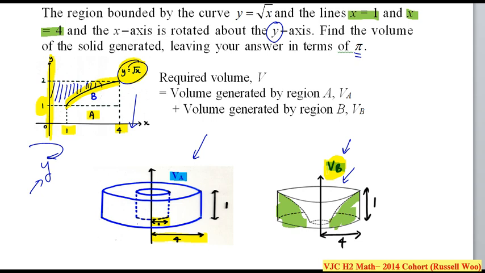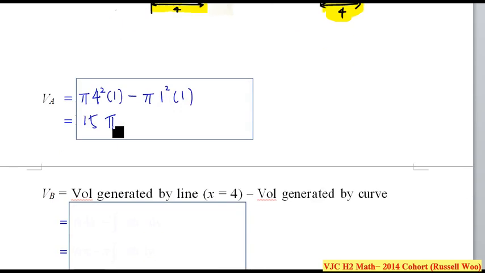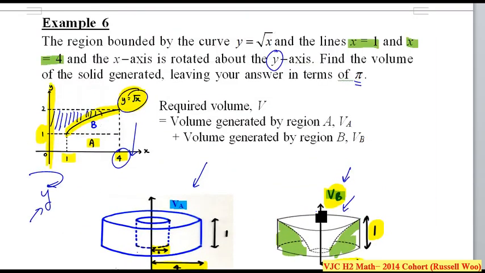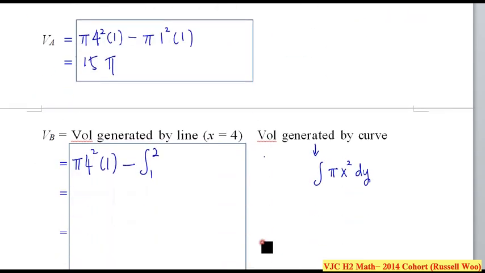Big volume is not difficult because, again, we know the height, we know the radius. Big volume has radius 4. So we're going to use this: pi 4 squared times 1, minus away the volume generated by the curve. It is integrate from 1 to 2 of pi x squared dy. So what is x squared? Here. From here, x squared is actually y to the power 4. Correct?